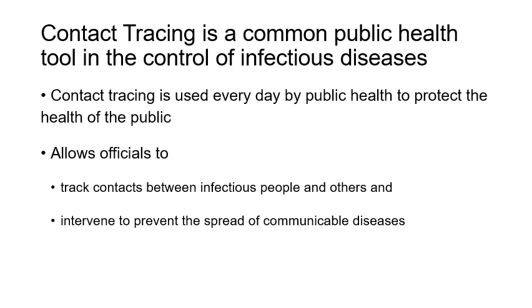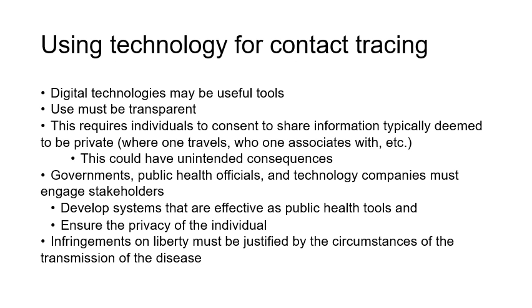And contact tracing is another example, a common public health tool that's used in the control of infectious diseases. Contact tracing is used every day by public health officials to protect the health of the public, and it's ongoing. It allows officials to track contacts between patients who may be infectious and others, and allows them to intervene to prevent the spread of communicable disease. Recently, the use of technology for contact tracing has been the subject of much discussion, because digital technologies may be very useful tools in tracking contacts. And we've seen how they have been used in certain settings to effectively control infectious diseases.